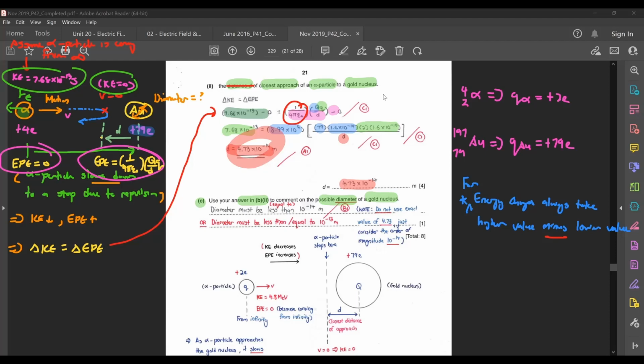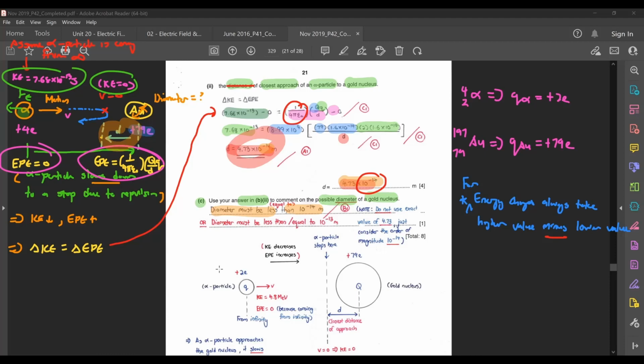Your diameter must be less than 10 power minus 14 meter. Okay? Because you see your distance of closest approach from the center of the gold nucleus was this value, right? The power of 10 is 10 power minus 14 meter. Your diameter must be less than this value. If it's larger than that, that would mean that your alpha particle would hit the gold nucleus directly, even before coming to a stop. So that one is usually not possible. Okay, your diameter must be less than that. That's why here the answer is diameter must be less than 10 power minus 14 meter.